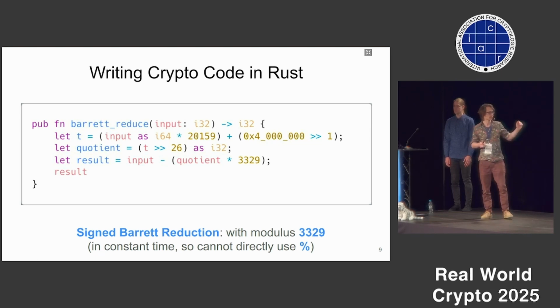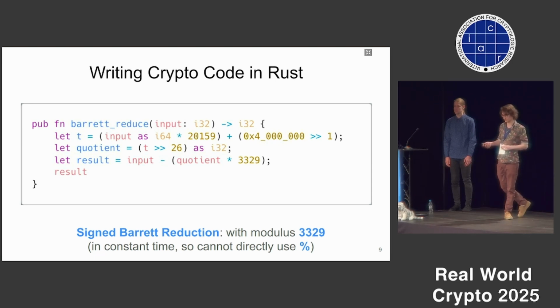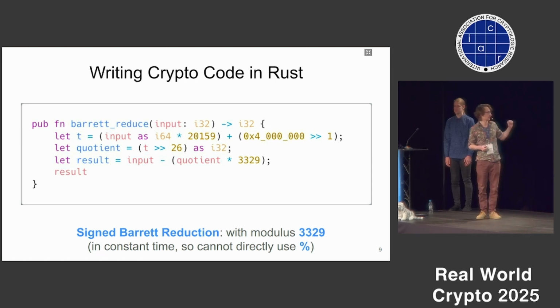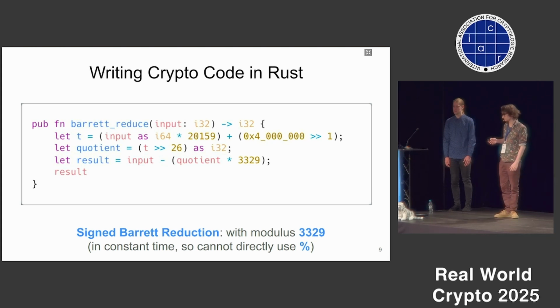And then we used a specific modulo, 3329. So that's a prime used in ML-KEM. The last thing is that we use, as you can see on the slide, 32-bit signed integers. So it's a signed Barrett reduction.